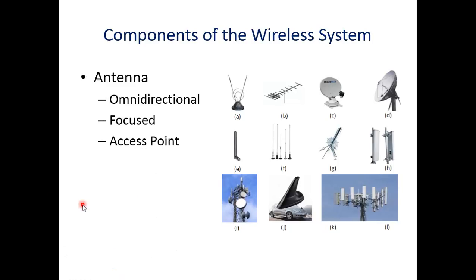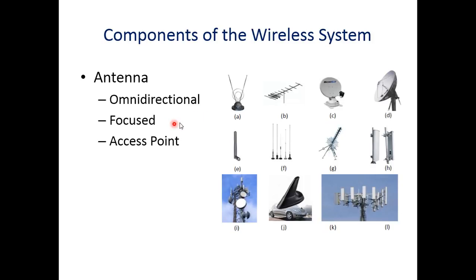Hello, in this video we will cover components of wireless system. Start from the antenna. There are different types of antenna available in the market which are used for data communication purposes. Some of the antennas are omnidirectional. Now what is omnidirectional? Omnidirectional means an antenna which transfers data in 360 degrees, anywhere it can transfer the data, which means there is no alignment required in such cases.